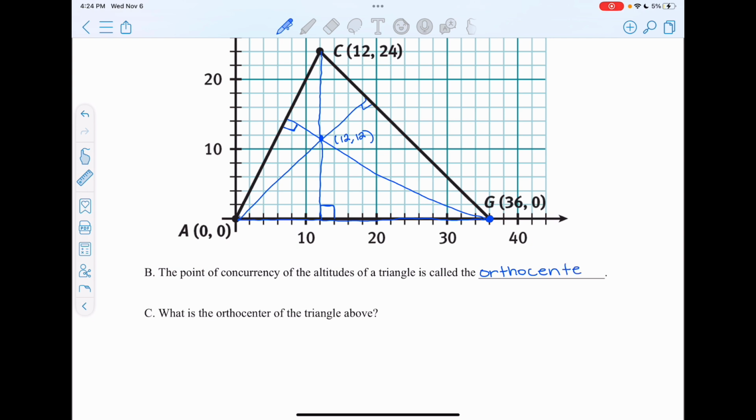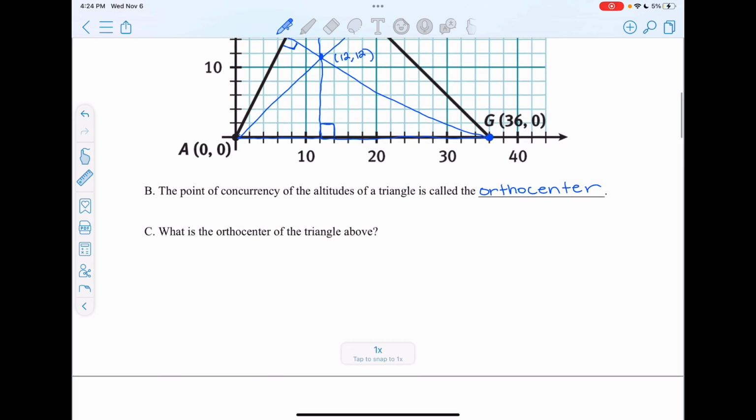So if I ask you to find the orthocenter, you need to draw the 3 altitudes of a triangle and find the point where all 3 intersect. And for this triangle, the orthocenter is the point 12, 12, because that is the point where all 3 altitudes intersected.